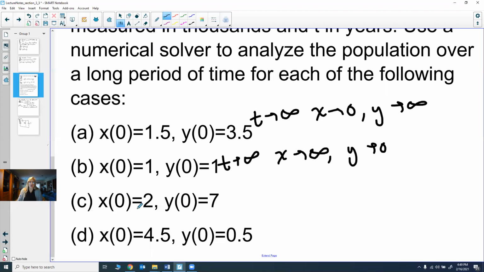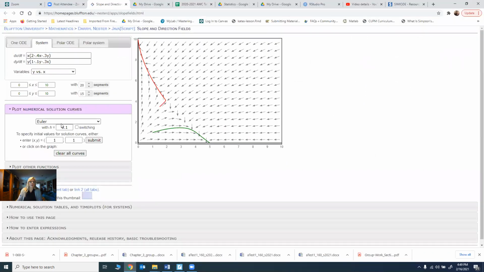Now let's try this one where x is 2 and y is 7. I would think because this one where the y was higher, y went to infinity, I would assume that this one's going to be where the y is going to go to infinity again. But let's see what happens. So we're now going to change this to 2 and 7, 2 for the x, 7 for the y.